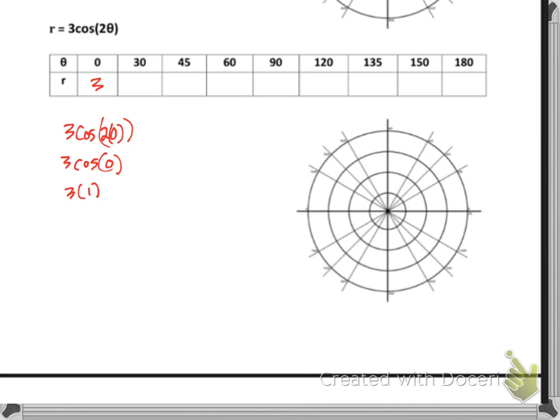So putting in 0 and doubling it's still 0. Cosine of 0 is 1, and then 3 times 1 is 3. So when facing 0 degrees, we walk out 3 units and plot a point. That's our first point. Next point, same thing. You're doubling the 30-degree angle, which is a 60-degree angle, and the cosine of 60 is a half, and 3 times a half. So there's this order of operations from inside out. Double the angle, cosine, times 3. Then you write your r, face the angle of 30, walk out 1.5 units, and plot your point.